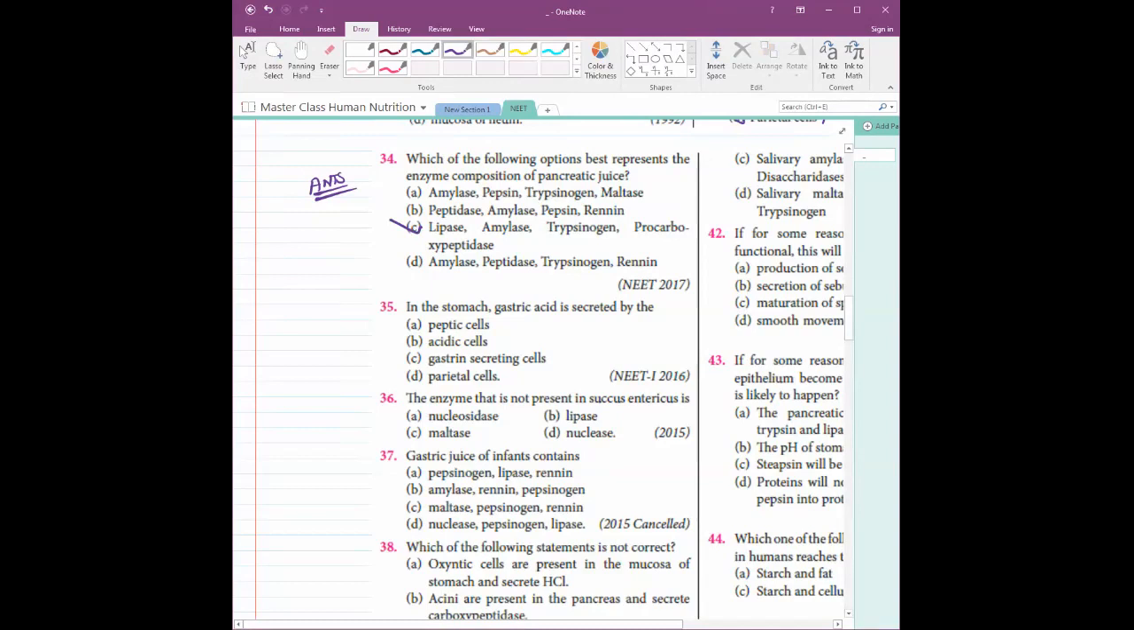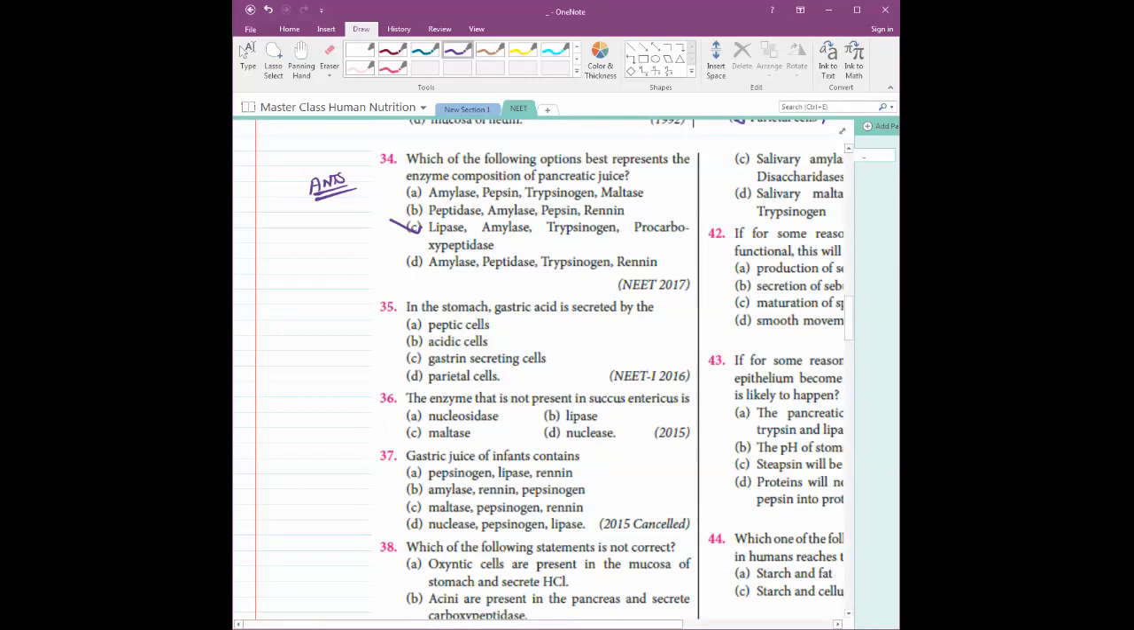How come? See, when we talked about steapsin, guys, what was steapsin? Pancreatic lipase. So, first lipase. Trypsinogen, that is already there. Amylase, so we have amylopsin, pancreatic amylase. And procarboxypeptidases, these are parts of the same group. Chymotrypsinogen, trypsinogen, procarboxypeptidases, they are all going to help in the breakdown of your proteins. So yes, this option fits the best.